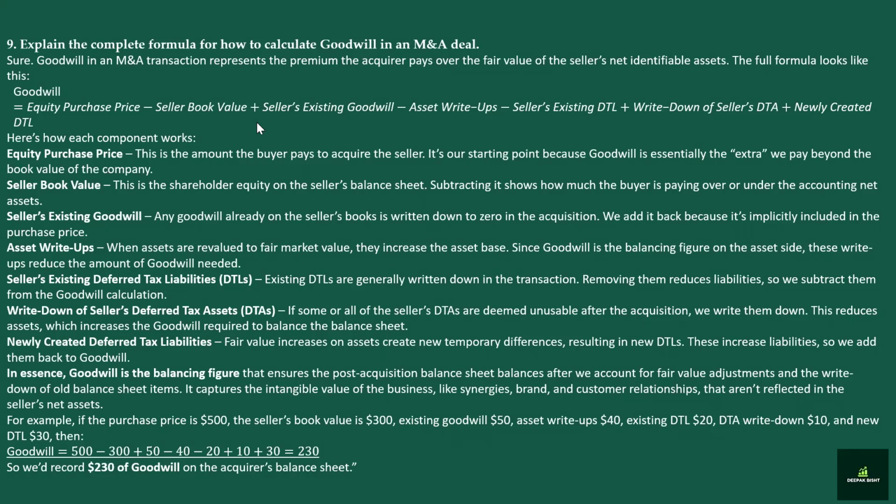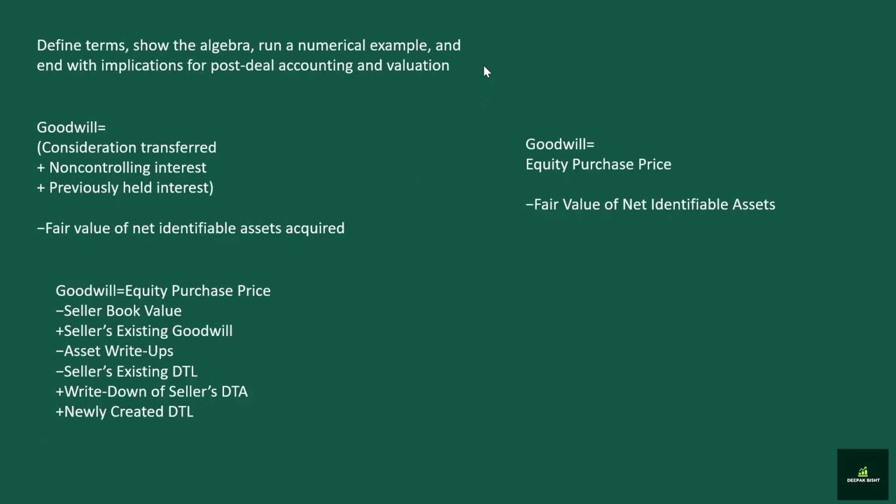So this is a big formula, and I have broken it down into simpler steps. First of all, we need to define terms, and there's going to be an algebraic example along with this. Then we will run a numerical example, and we will end it with implications for the post-deal accounting and valuation.